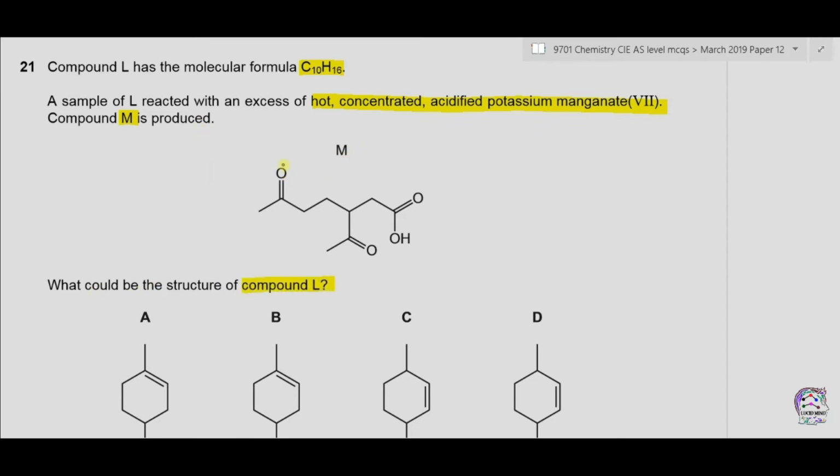In the structure of M, we can see that this part is a ketone, as this carbon has two carbon atoms attached directly. This carbonyl carbon is also from a ketone, while this third is a carboxylic acid functional group.